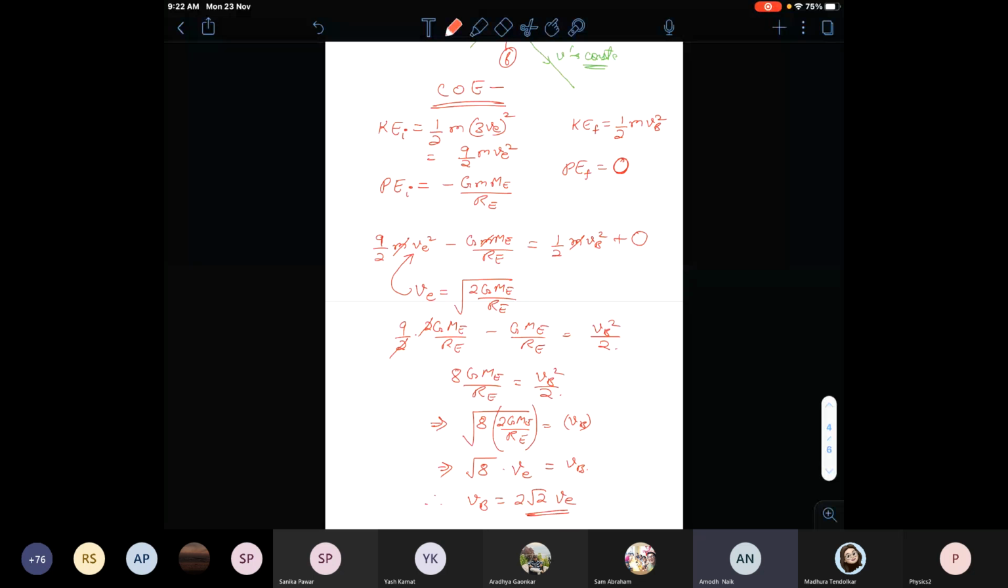Excuse me, sir. Sir, you did not bring that 2 at GME upon RE. It is GME upon RE. See, here it is V square. So I squared this first. V square will be how much? It will be 2 GME upon RE only. So I replaced this complete term over there.